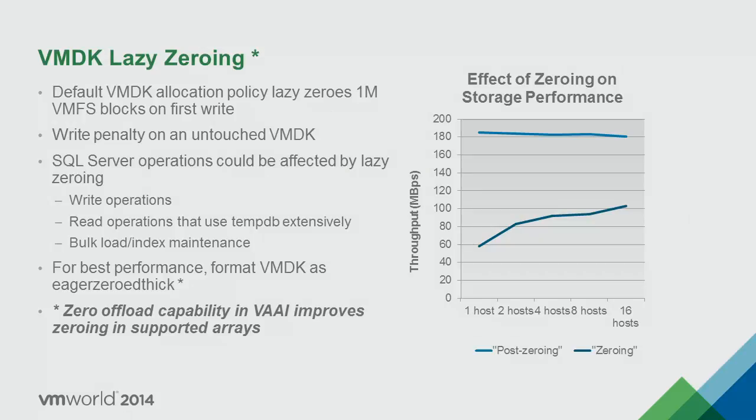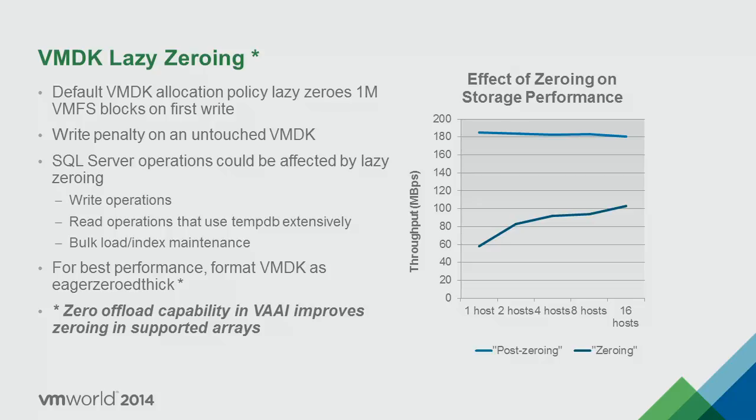So VMDK lazy zeroing, or sometimes you may hear this referred to as the first write penalty. When we write to a block, if we look at a block of blocks on the disk, the first thing we do is write a 0 to that block, and then we'll write the data. Well, in general workloads, not a big deal. But when we've got a database that's going to dump a whole bunch of contiguous writes to a file, it might be a problem. Might be a delay, some may call it.